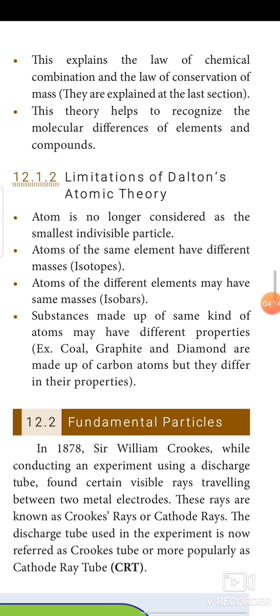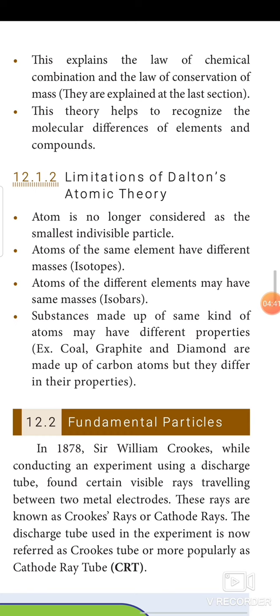Okay. Atoms of different elements may have the same masses. Example, isobars. You might have seen the examples for isotones, isobars, isotopes. Substances made up of the same kind of atoms may have different properties. Example, coal, graphite, diamond. They are all made up of carbon, but their properties are not at all similar. But in his theory, he said the properties will be similar. It is a wrong one.